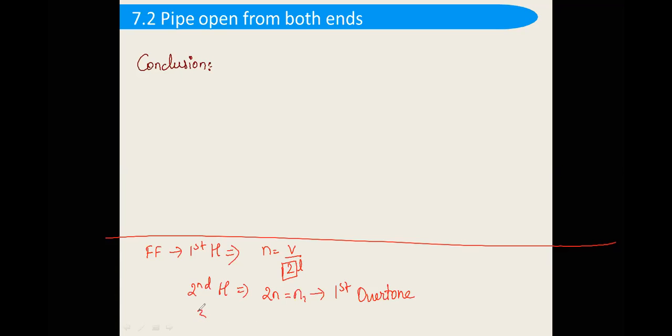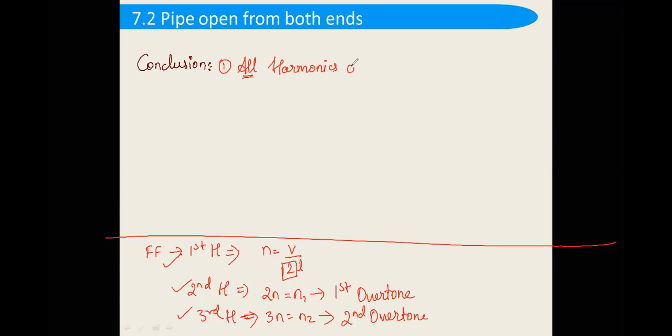The third harmonic is also present. The third harmonic is equal to 3N, it was denoted by N2, and this was called the second overtone. So the first harmonic is present, the second is present, the third is present. So what we can conclude is the first point: all harmonics are present as overtones.